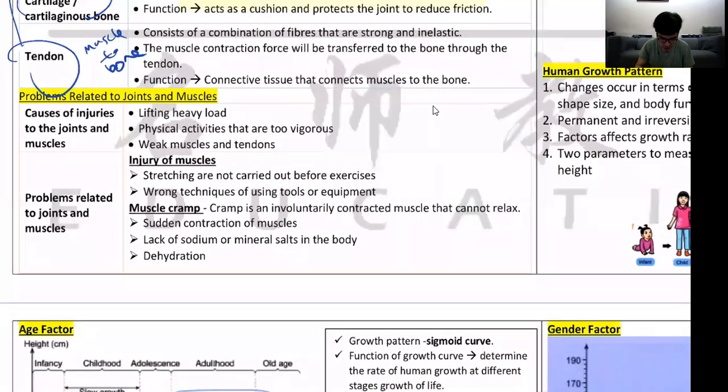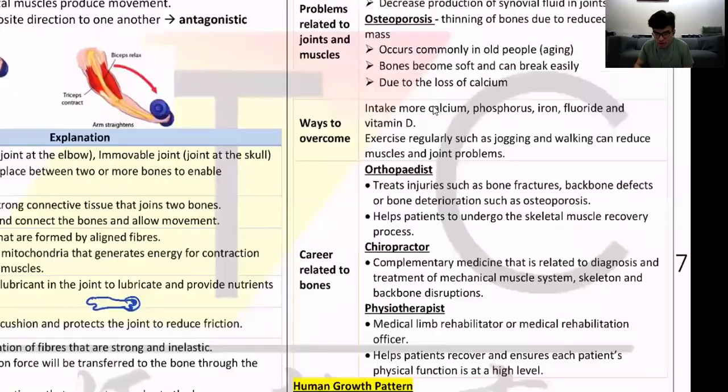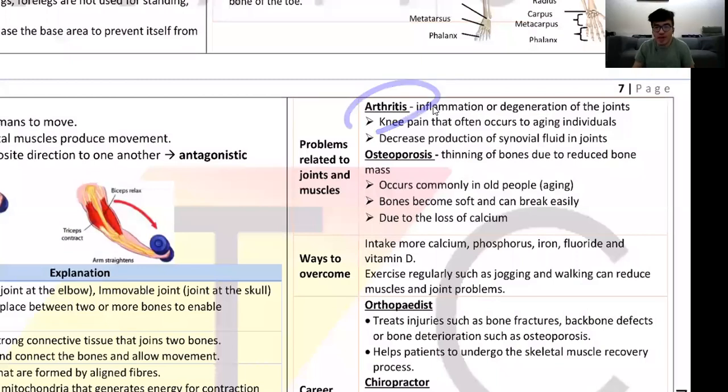Injury and muscle cramp, nothing to say. Arthritis is your swelling of the joint. You have two types of arthritis. You have your acute arthritis, which is very quick. Like today you exercise, tomorrow you get joint pain, that's acute arthritis. And of course, you have chronic arthritis, like long-term arthritis. That's when you exercise for too long, for many years, you get knee pain. That's how you get chronic arthritis.